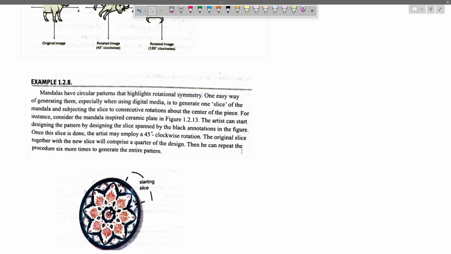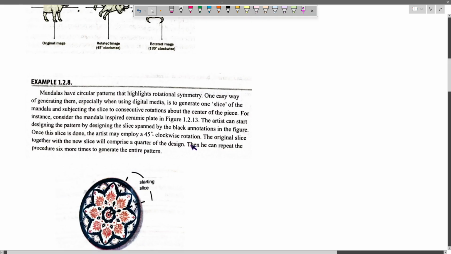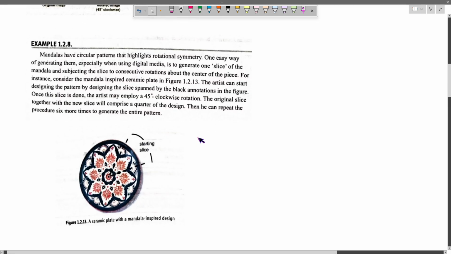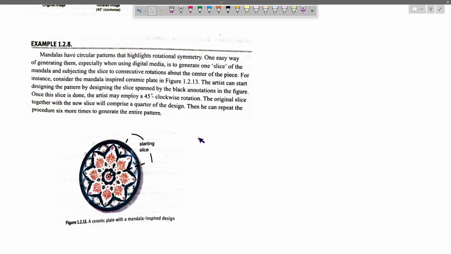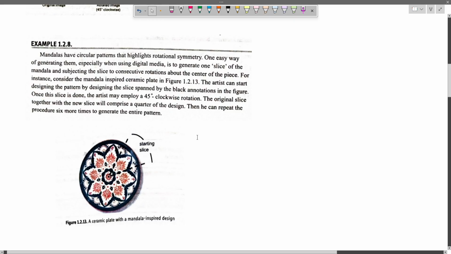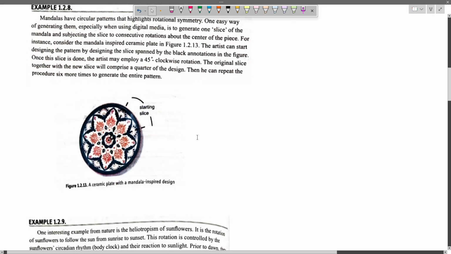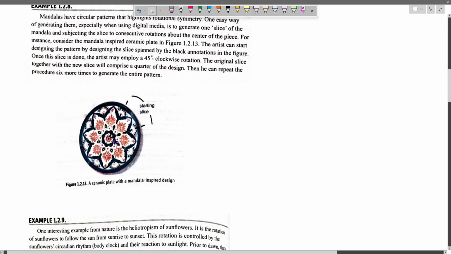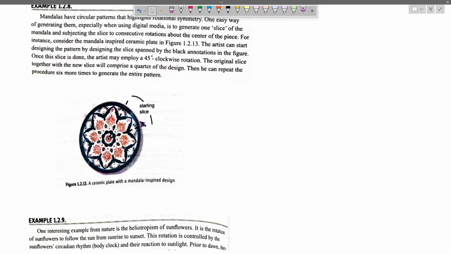The first one that we have are mandalas. Mandalas have circular patterns that highlight rotational symmetry. One easy way of generating them, especially using digital media, you can use apps for this, is to generate one slice of the mandala and then subject the slice to consecutive rotations about the center of the piece. So, for example, you only need to create a unique pattern for one slice, and then after finishing that, you just copy it to the rest of the circle to make a mandala.